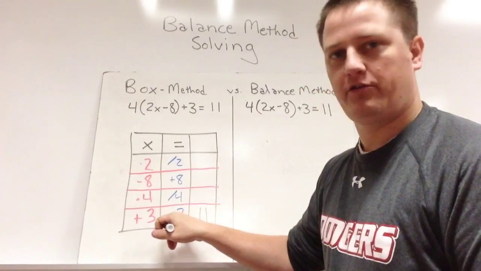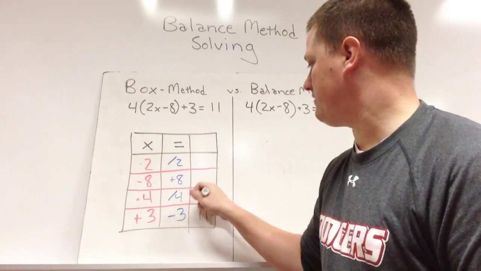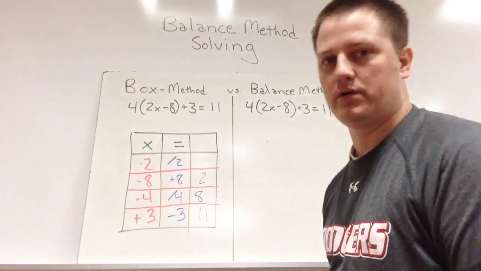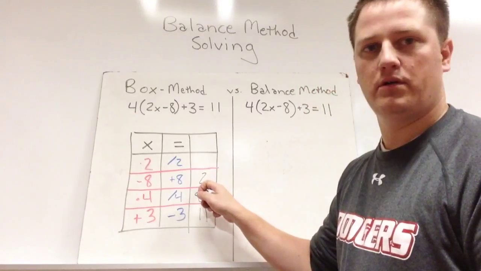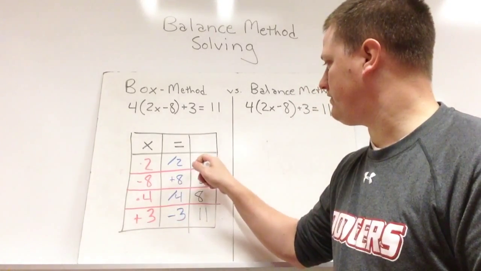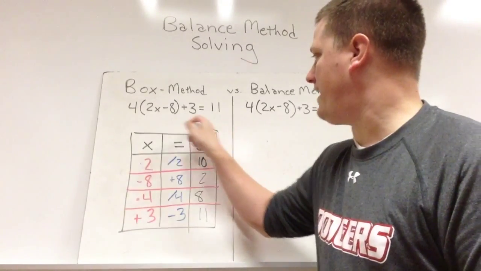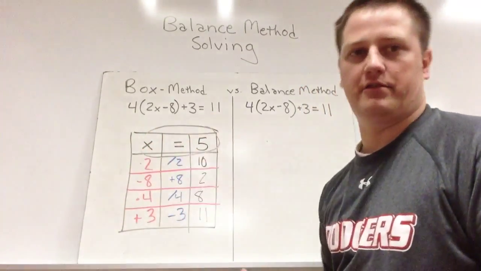So 11 minus 3 gives us 8. 8 divided by 4 gives us 2. 2 plus 8 gives us 10. 10 divided by 2 gives us 5. So it looks like x is 5 here.